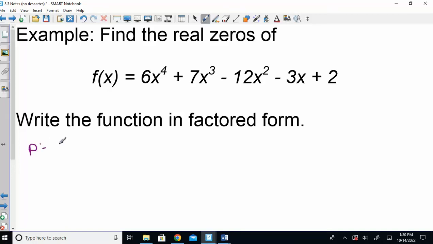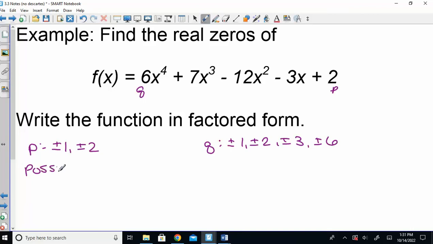Process starts out the same. P's, Q's, possible zeros. So what are my P values? 1 and 2, because the P comes from the constant. Q comes from the leading coefficient. So what would those be? So the possible zeros. That's P over Q. So 1 over 1 is 1. 1/2. 1/3. 1/6.